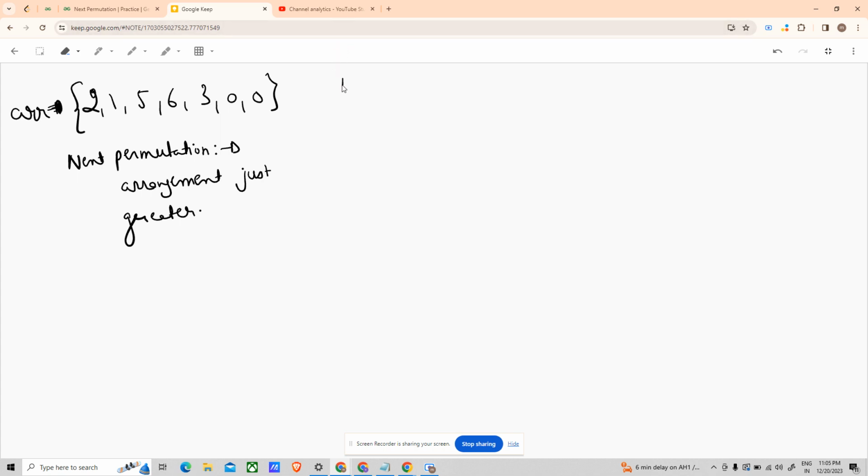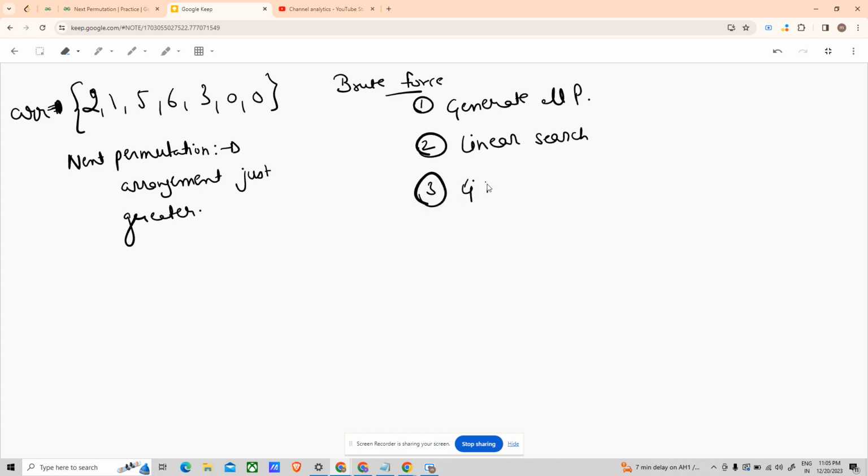The brute force solution that you all might have thought about right now is to generate all permutations. After that, linear search for the arrangement you have been given as an input. And after that, give the next permutation. Isn't it obvious? Isn't it the brute force solution? Very straightforward. Generate all the permutations possible, and after that, linear search for the permutation given to you in the array.